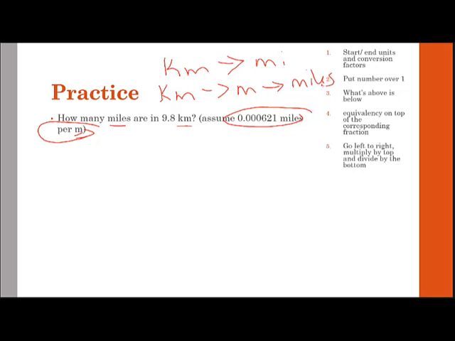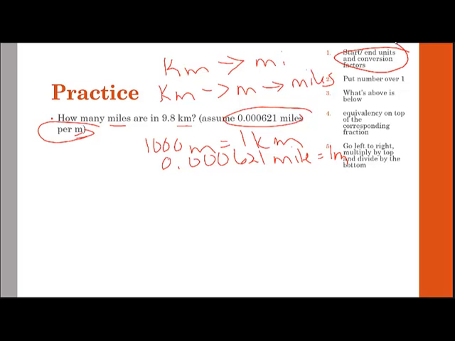So 1,000 meters is equal to 1 kilometer. And then meters to miles, 0.000621 miles is equal to 1 meter. And that's given to you in the question itself. So we have our starting and ending units in the conversion factors. Now put the number over 1.